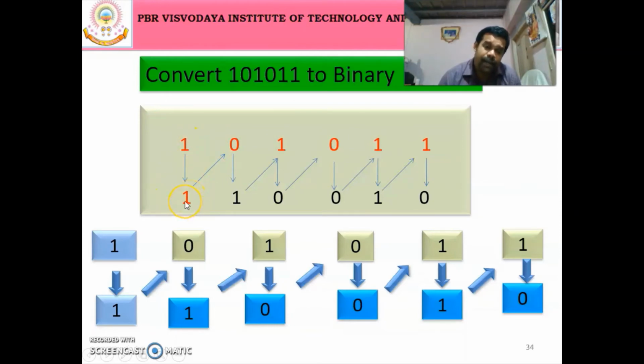Then we are making XOR operation with this 1 and this 0. XOR of 1 and 0 is 1. XOR of 1 and 1 is 0. XOR of 0 and 0 is 0. XOR of 0 and 1 is 1. XOR of 1 and 1 is 0.